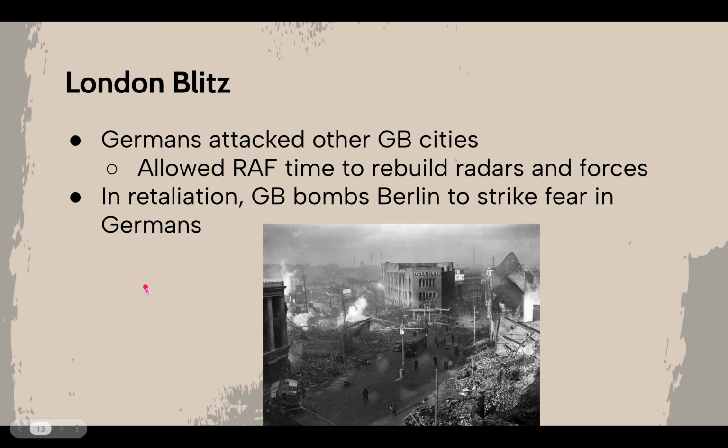Germans attacked other Great Britain cities as well, not just London. But this also allowed the RAF time to rebuild radars and forces. And then in retaliation, Great Britain would bomb Berlin to strike fear in the German people as well. Here's some aftermath of the bombing. You can see streets after streets turned into pure rubble.